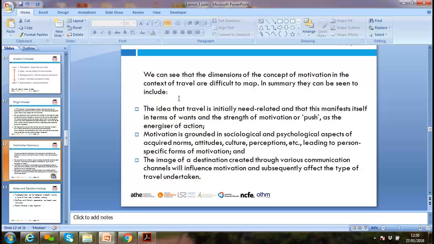Motivation is grounded as psychological and sociological, as well as the acquired norms, attitudes, and cultural perception. What is meant by norms? We have cultural norms. Different cultures have different signs, languages, and perceptions. Those are norms, values, and the image of the destination. A norm is a standard of doing something.